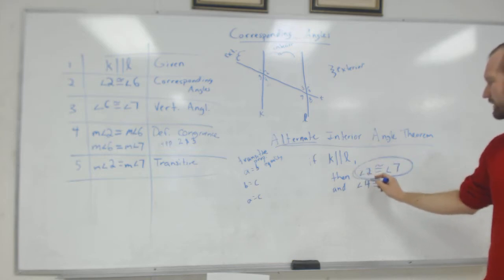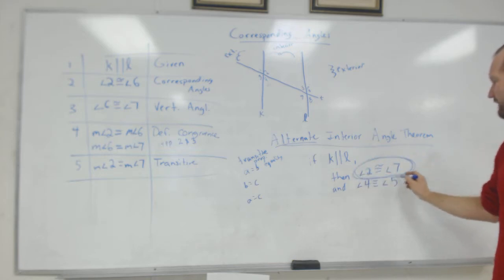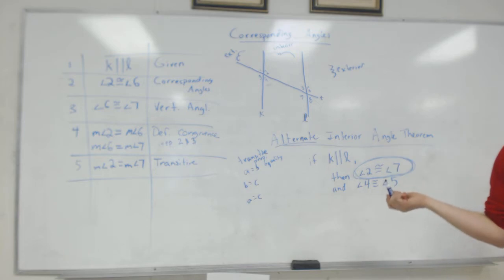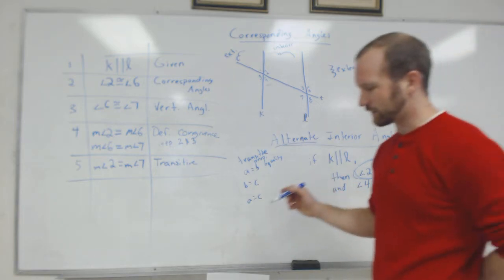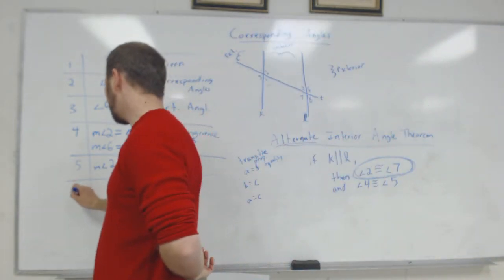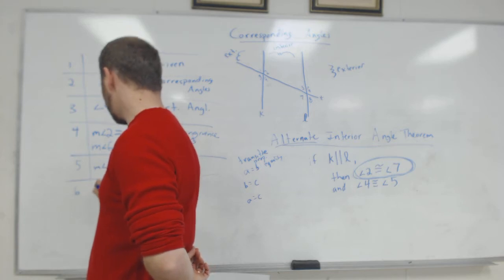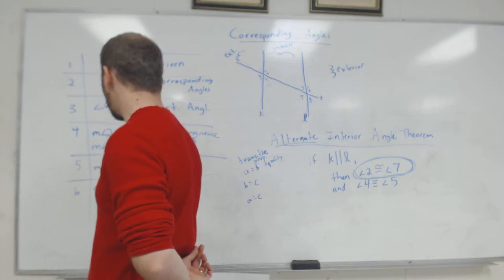I didn't want to show that the measure of angle 2 equals the measure of angle 7. Oh, that. We're being really technical. I want to show that they're congruent. But then what would you use to? Is it the definition of equality? The definition of congruence. Oh.